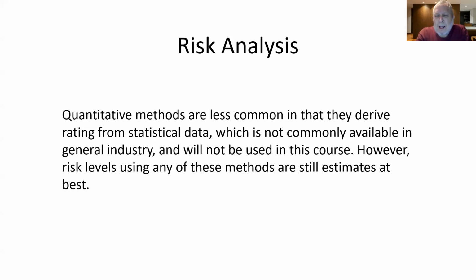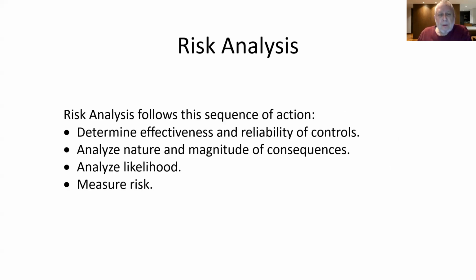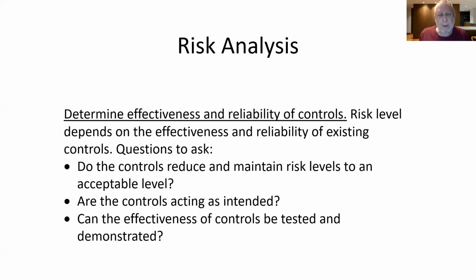So when we take something like a risk matrix and we say it's low or something like that, and then we give it a number, we're making that qualitative into a quantitative. That's what a semi-quantitative method is. Risk analysis follows this sequence of action: determine the effectiveness and reliability of controls, analyze nature and magnitude of consequences, analyze likelihood, and measure risk. And we'll go into each one of these in a little more detail.